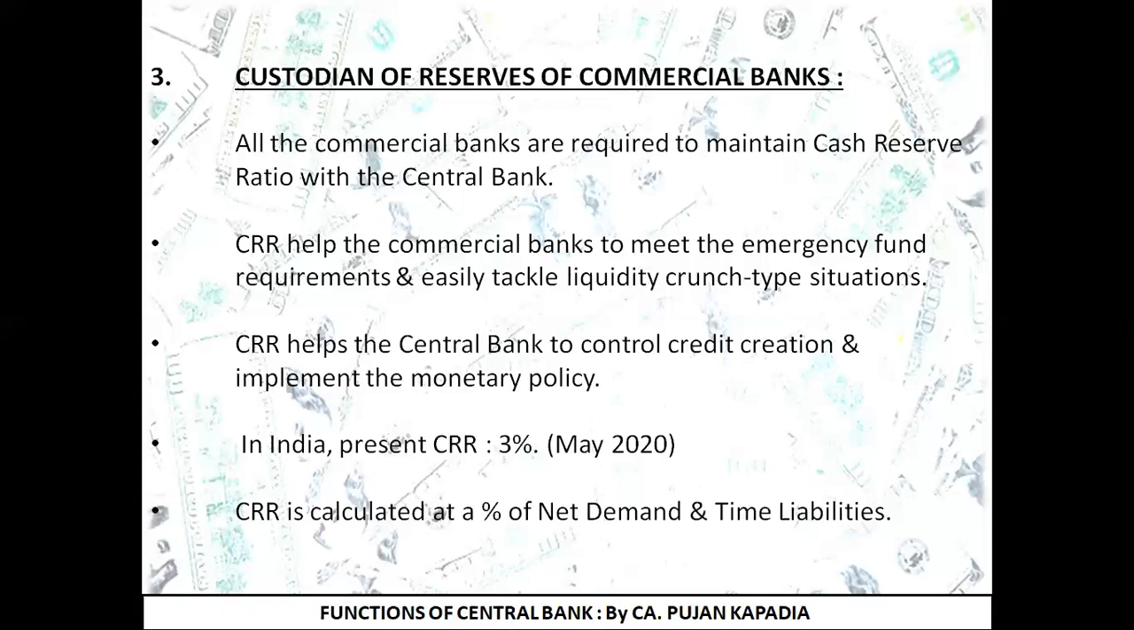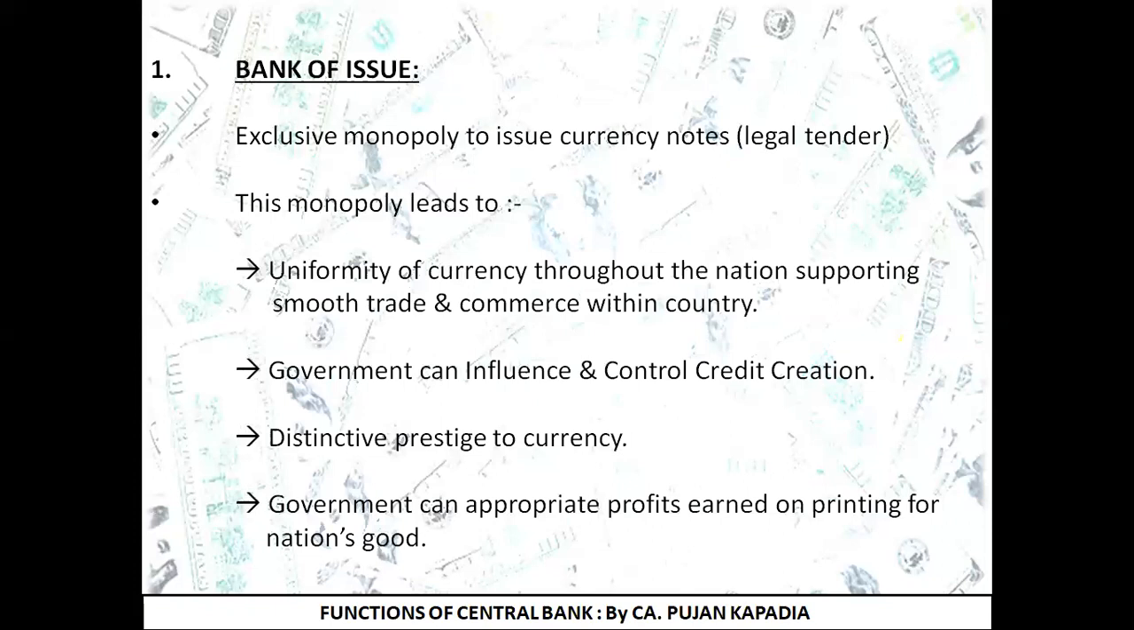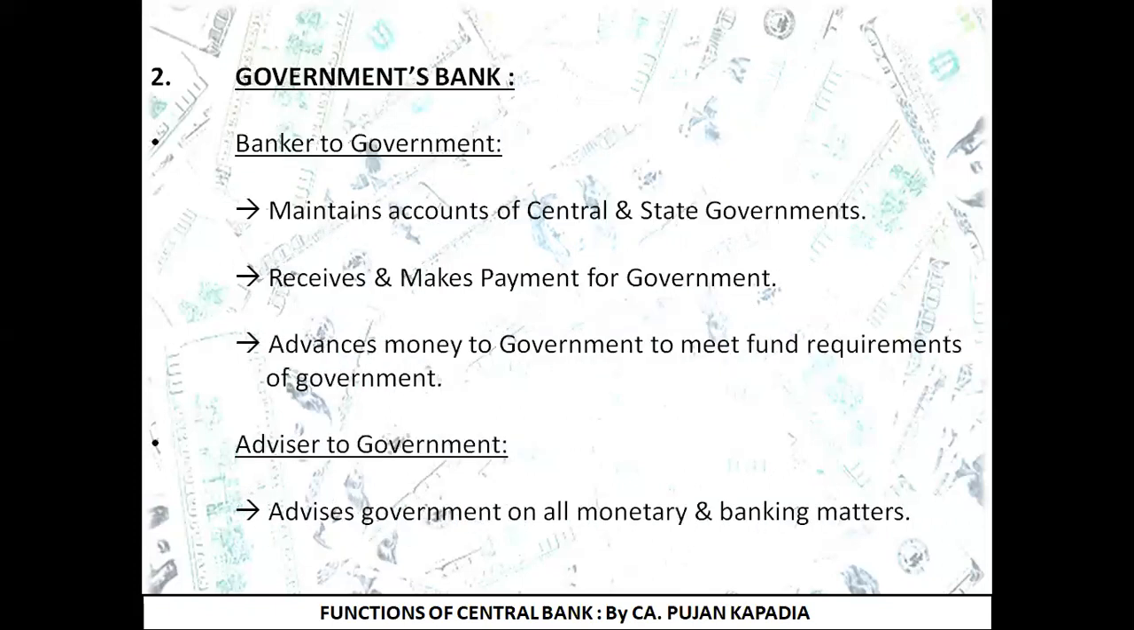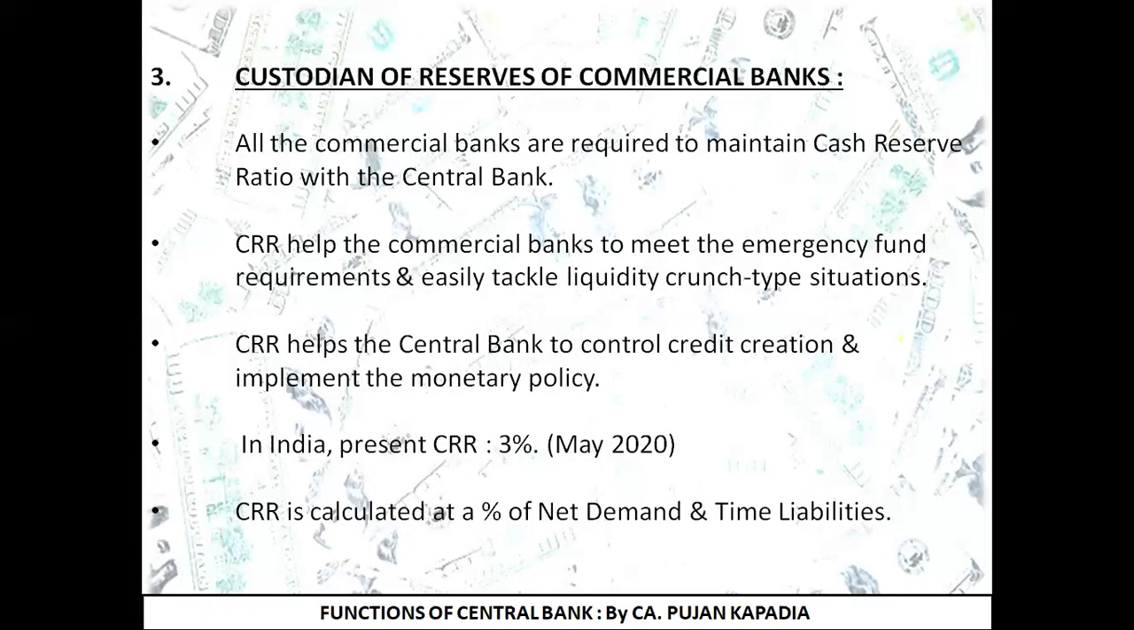So friends, I hope you are clear with all the points we have covered till here. First point that we saw was bank of issue. That was, central bank has the sole power, monopoly, to issue the legal tender in a particular country. Second was government's bank. All the transactions of the governments are being taken care of by the central bank, and central bank also acts as an advisor to the government. Third, it is the custodian of the reserves, that is the cash reserve ratio, which is supposed to be maintained by the commercial banks in the country.